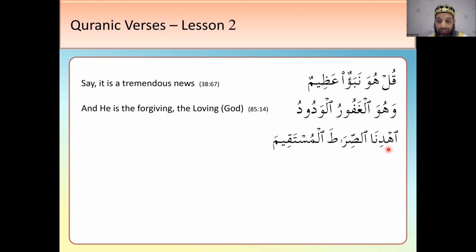Next one. Ihdina. Guide us. We've not done ihdina yet. Ihdina. Guide us. As-sirata. Look, as-sirata. So it's alif lam. So it means the path, the way. Al-mustaqima. The straight. Because there's an al here, so its description is also going to have an al. The noun ends with a fatha, single fatha, so its description is also going to end with a single fatha. Inshallah, on the Telegram group, once I've checked the test out, I'll let you know in the quiz what sort of things you need to know for the test.